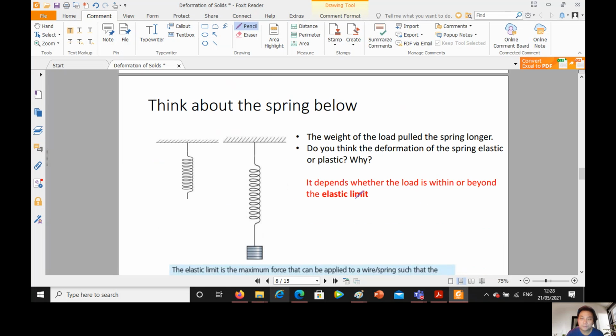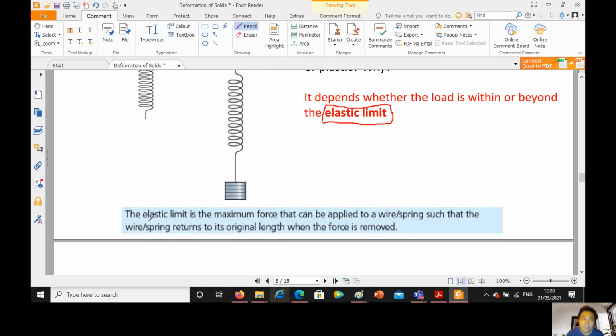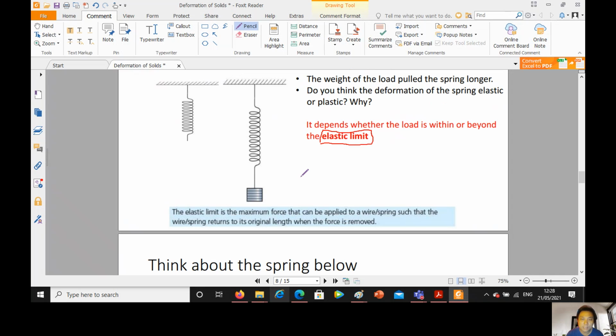Now I'll give you the answer. It actually depends on whether the load is within or beyond the elastic limit. Here I highlight that keyword. That's a new concept. So what does elastic limit mean? Let's make it bigger. The elastic limit is the maximum force that can be applied to a wire or spring such that the wire or spring returns to its original length when the force is removed. I think it's quite easy to understand.